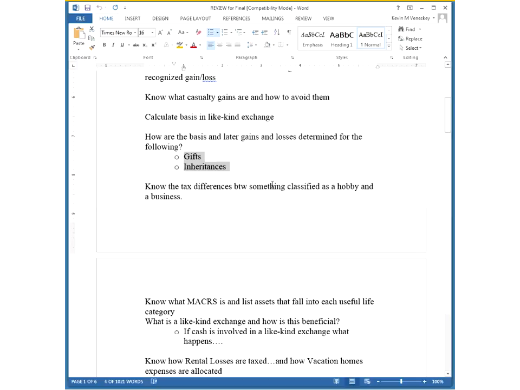How do you know what the basis is for any gifts or inheritances? Remember, with an inheritance, you get the stepped-up basis. So that's a really good deal for those receiving the property. You get the higher basis. So if the grandpa had it 30 years ago and bought it for $100, but it's now worth $1,000, when he dies, you get it at the basis of $1,000. So if you were to turn around and sell it, you would have no gain or loss to report. Just get the full money.